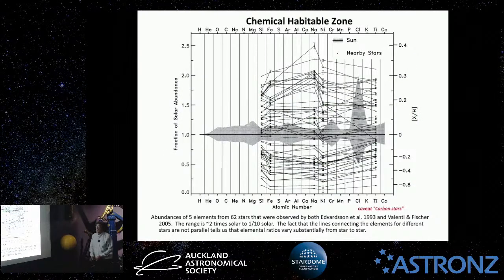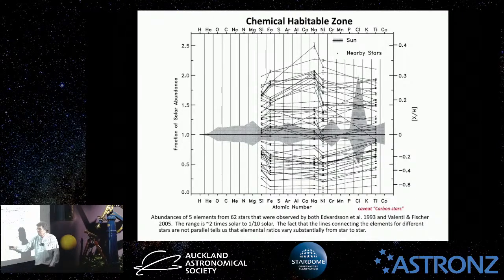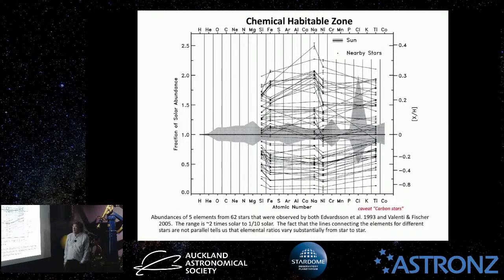Okay, what about the chemical habitable zone? Here's an interesting thing. Here are the solar abundances of these elements: hydrogen, helium, oxygen, carbon. These are in order of the abundance of the elements. And here the sun is one. It's normalized to the abundance of these elements in the sun. That's what this gray band is. And here are a bunch of nearby stars. You can see that some have half the abundance of these elements, and some have twice the abundance.